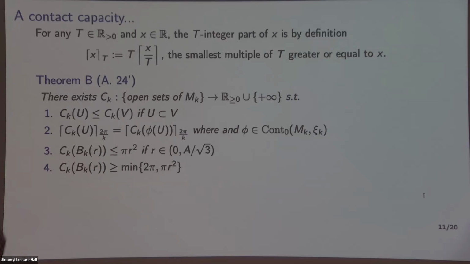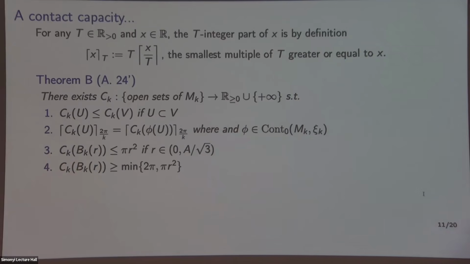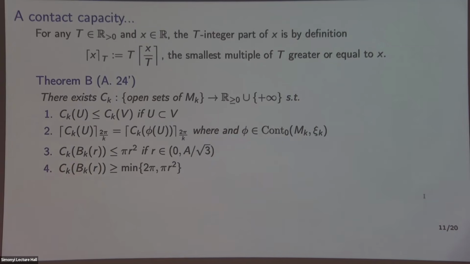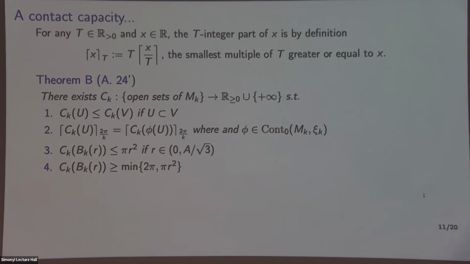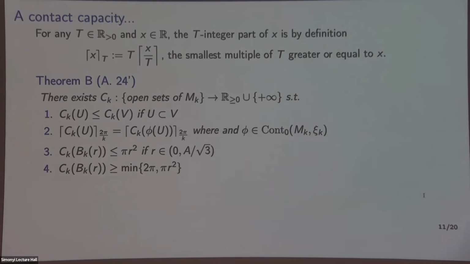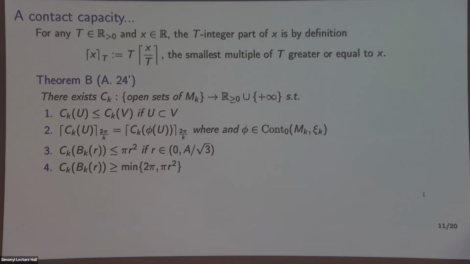If I take a contact ball, again, what I mean by a contact ball is that I fix first a symplectic embedding, and then I lift this ball to M_k. So the capacity of a ball of radius little r is less than pi r squared, and again I have this a bit technical assumption, if r is not too big. And the capacity of a contact ball is greater or equal, so the estimate.